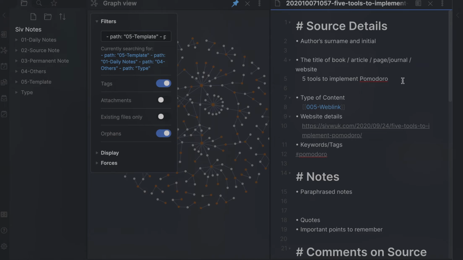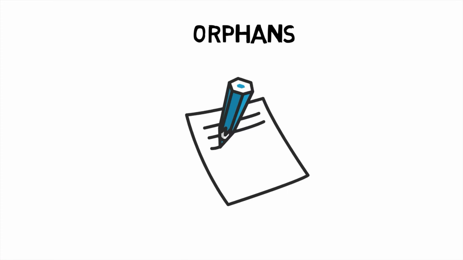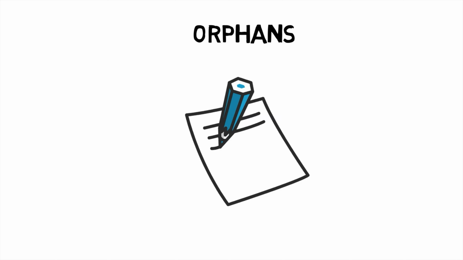The search result also tells me I should review the note to see if there's something useful for my content. One of the improvements to this feature is to show only orphan notes without the notes that are linked together, allowing me to go through the orphan notes and link them to other notes. At the moment, I use a "to be processed" tag to overcome this.